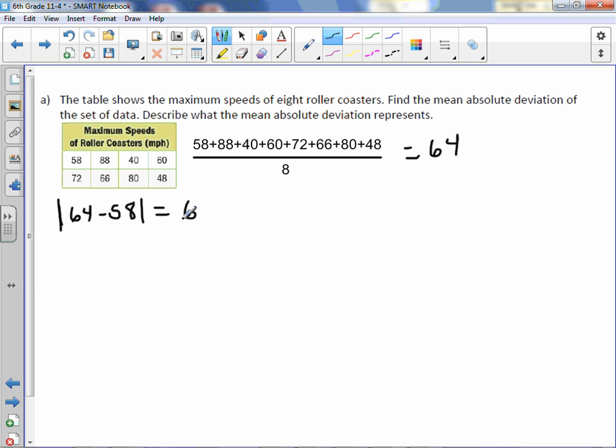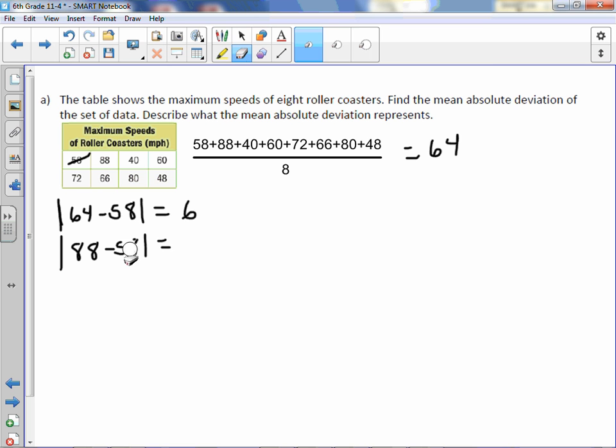Now look at your mean and the next value. So we did 58. Now let's look at 88. 88 is bigger, so I'm just going to write 88 first. 88 minus, I'm sorry, not 58, 64. 64 is the mean. 88 minus 64, absolute value of that is 24.